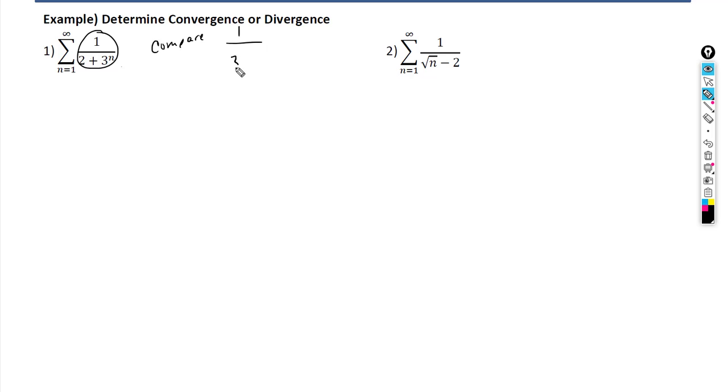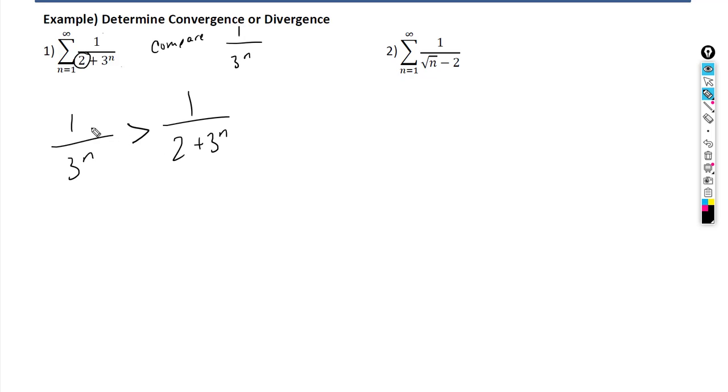I'm going to compare it to 1 over 3 to the n. Because if I think about it, the 2 doesn't do much when I have 3 to the n power. 3 to the 100 plus 2 doesn't really do much. So I'm going to compare it to that. We can see that 1 over 3 to the n is actually going to be bigger than 1 over 2 plus 3 to the n.